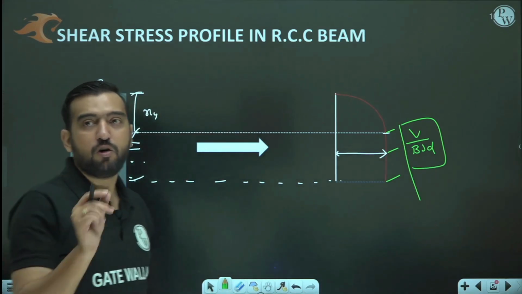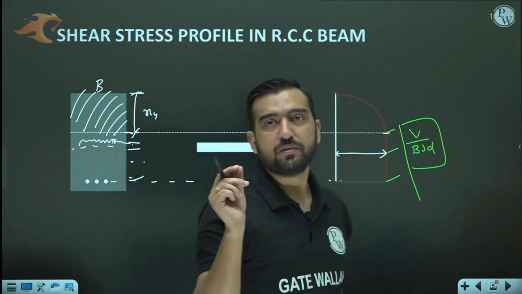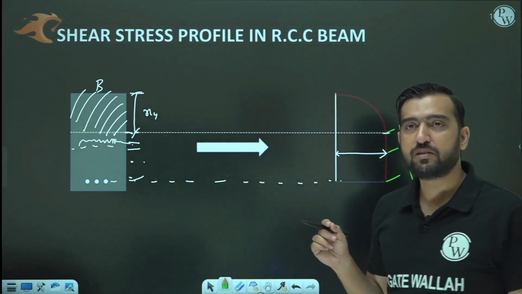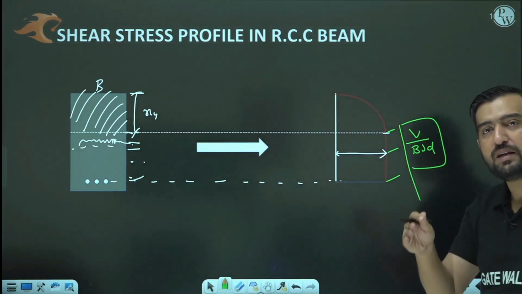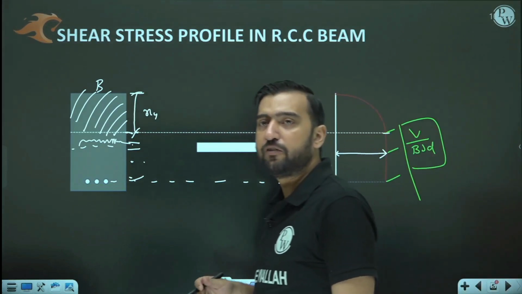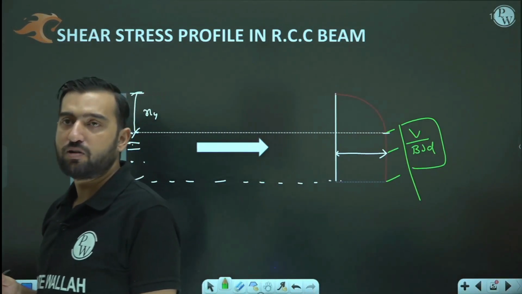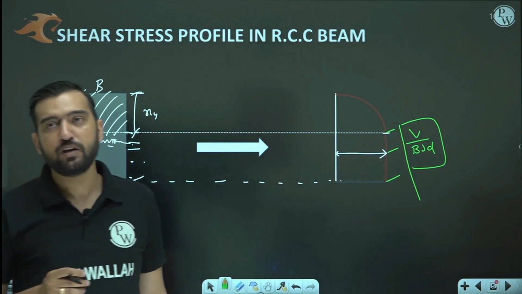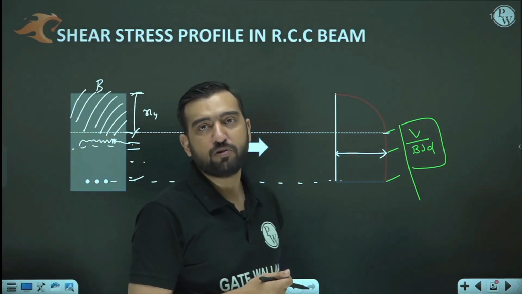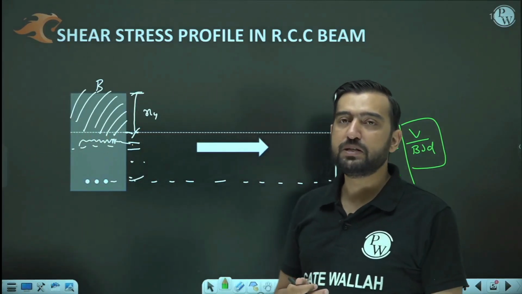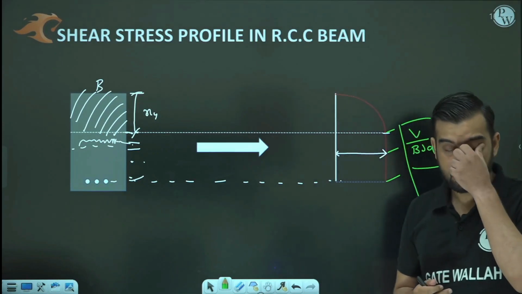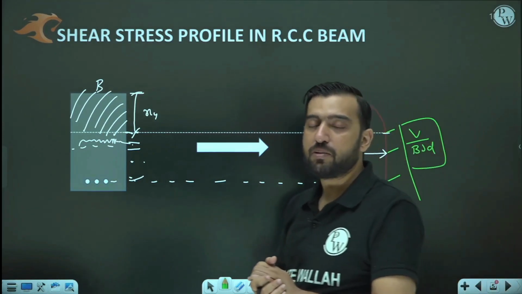Okay. So the actual stress profile in an RCC beam is increasing linearly till the neutral axis, and after that it is becoming constant, and that constant value is also known as the maximum value, and it is equal to V over bjd. Okay, isn't it?